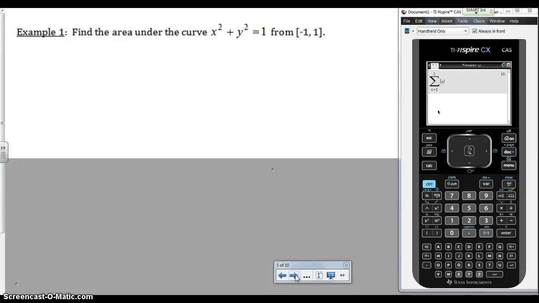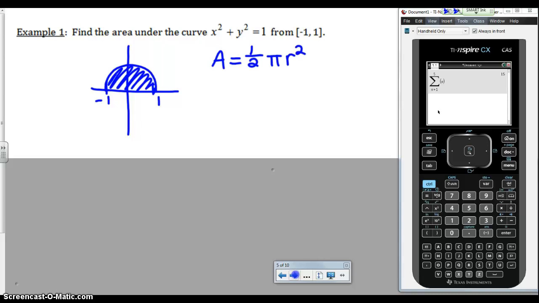Okay, so we want to find the area under the curve x squared plus y squared equals 1 from -1 to 1. If you remember, x squared plus y squared equals 1 is the equation of a circle. And if we just take it from -1 to +1, it's just going to be a semicircle. So we're trying to find the area under the semicircle. Luckily for us, there's already a geometric formula for that. The area of a circle is pi r squared, so the area of half a circle is 1/2 pi r squared. This circle has a radius of 1, so this area would just be a half pi.